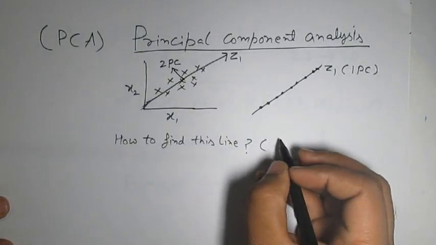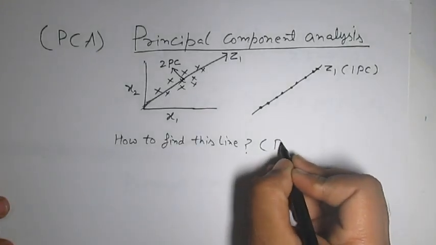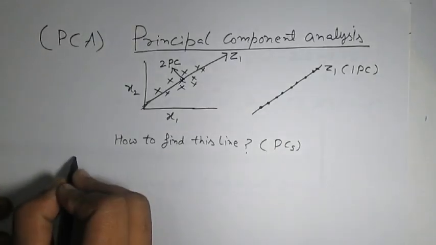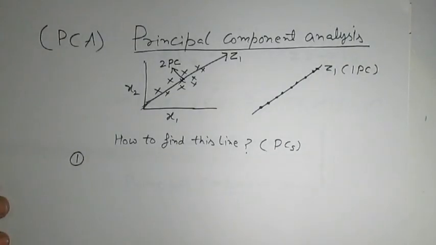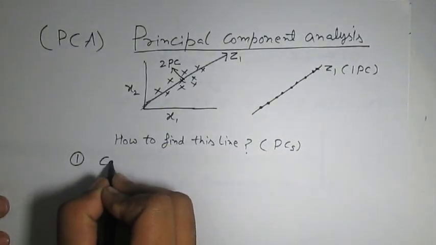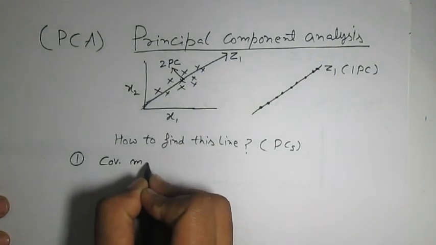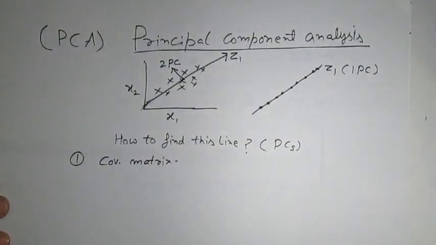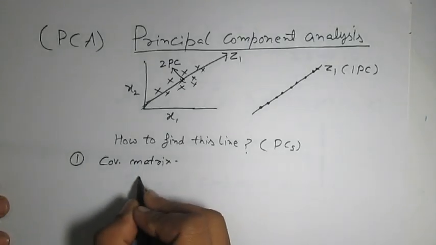Let us discuss the process of finding these principal components. To find these principal components, eigenvectors are found from the covariance matrix of these data points. So first, we need to calculate the covariance matrix of these data points by this formula.